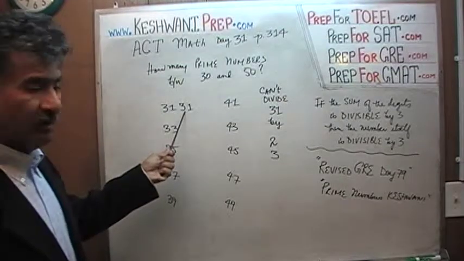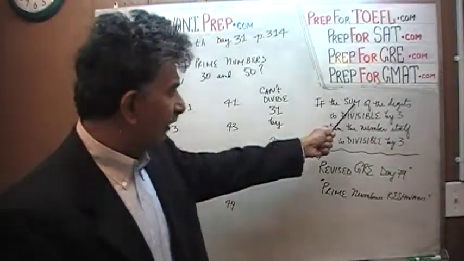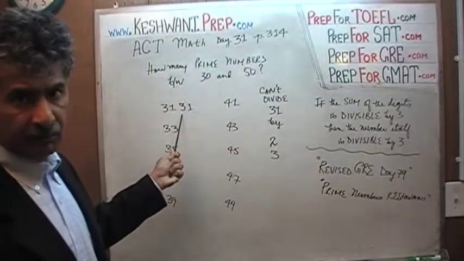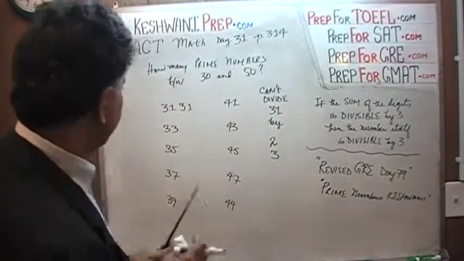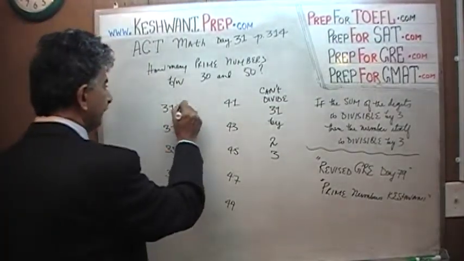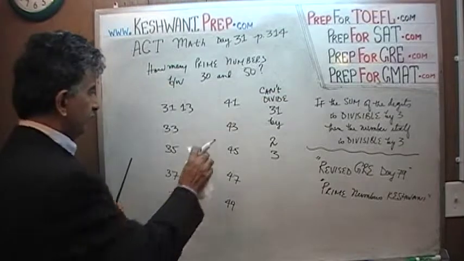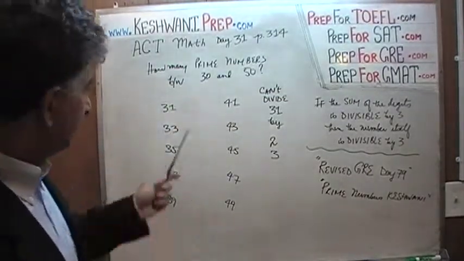Because that's 4 plus 4 is 8. The sum of the digits is 8. And 8 is not divisible by 3. And therefore 3,131 is not divisible by 3. Neither is 3,113. Neither is 1,000 because the sum of the digits is not divisible by 3. 31 is not divisible by 3.